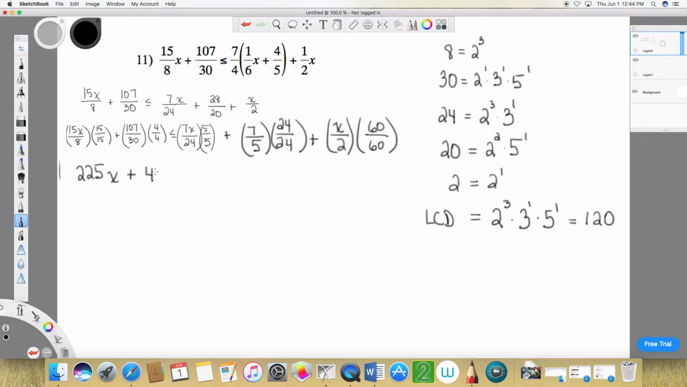Now you should check me as we go through this. 7x times 5, 35x. 7 times 24, 168. And we've got 60x here. So let's leave the left-hand side alone for just a second. And the 60x plus the 35x is 95x, right?